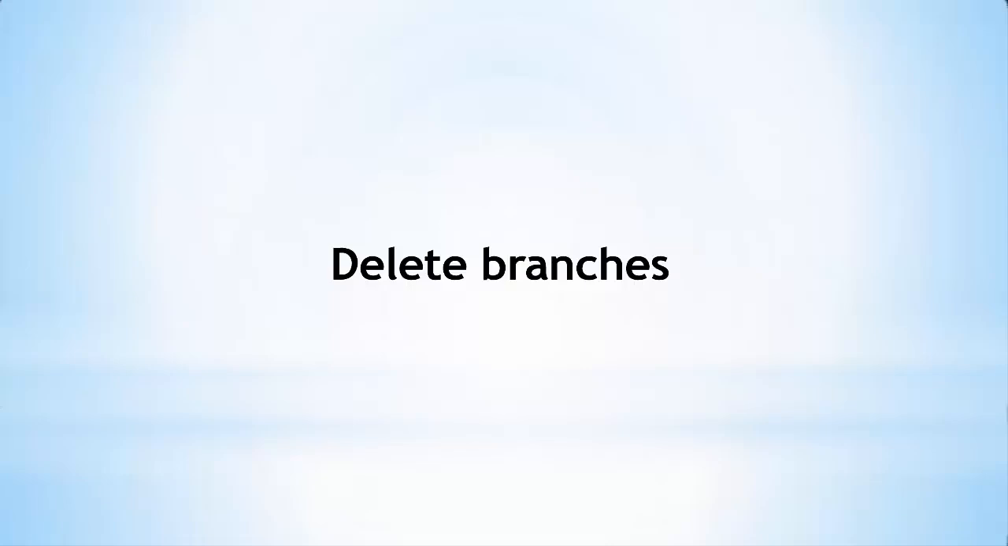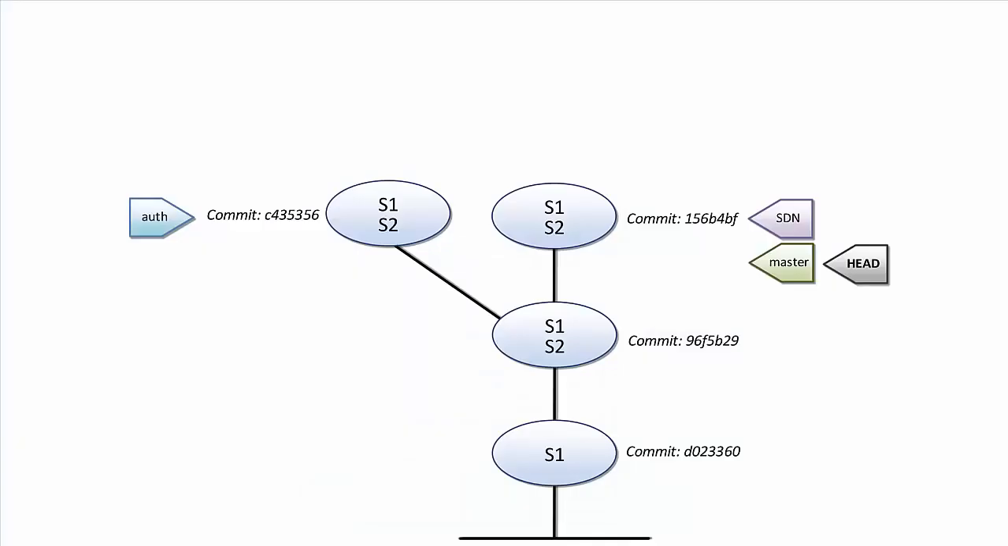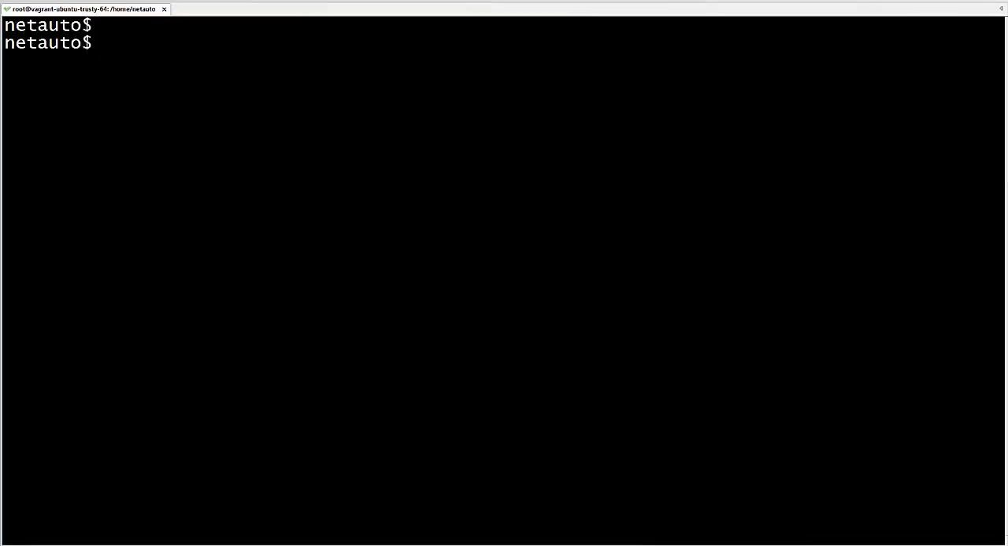Deleting branches. We see how the master and SDN branches point to the same commit. We integrated our SDN work into master, so we can delete the SDN branch. Before we delete SDN, there is a handy command to check which commits are already merged with the branch we are on. Git branch --merged. This shows us that our master branch is merged with the SDN branch. Now that we know these branches are merged, we can safely delete the SDN branch.